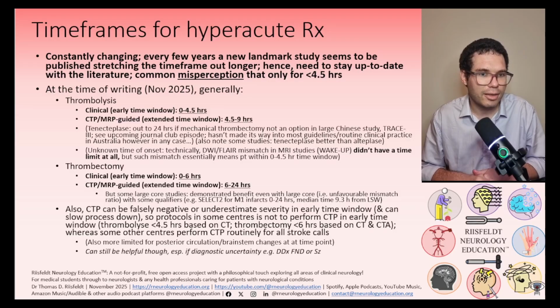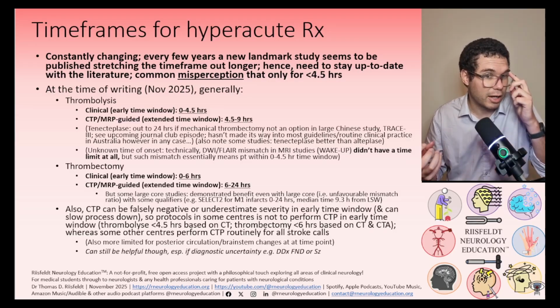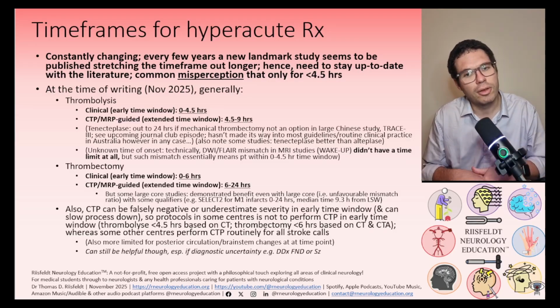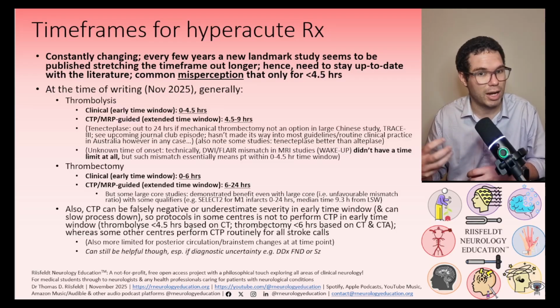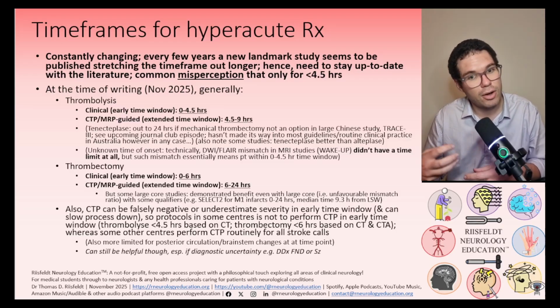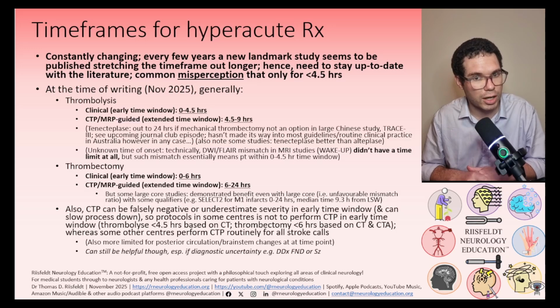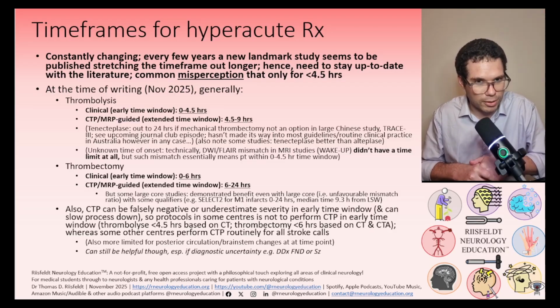And owing to people not being up to date, there's a common misperception I've noticed that people incorrectly think that hyperacute stroke assessment is only for patients presenting with a time last seen well of less than 4.5 hours. But that's not true. It used to be 4.5 hours, but in November 2025, it most certainly is not just 4.5 hours. So what is it?